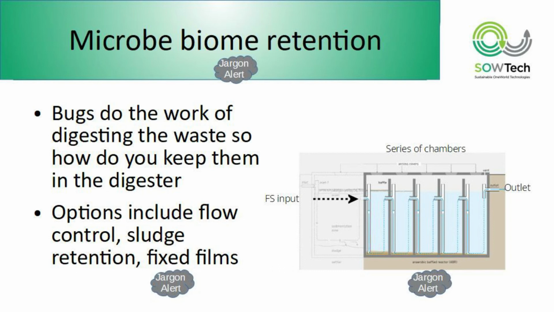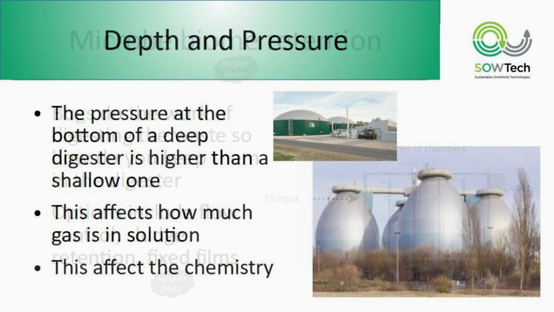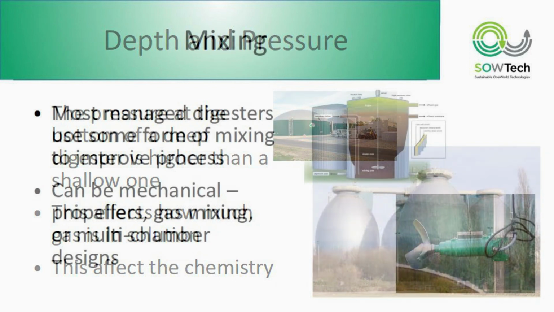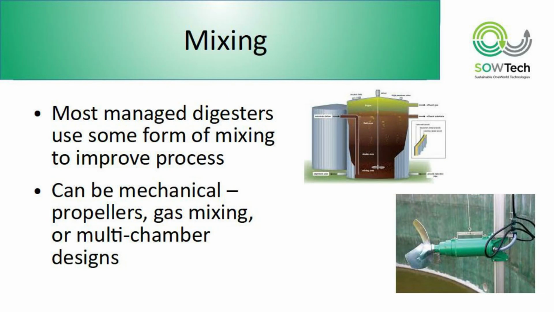The pressure at the bottom of a deep digester is higher than that of a shallow one. This affects how much gas is in solution and therefore the chemistry of the process. Think of opening a bottle of beer. The dissolved gas helps the digestion process. Most managed digesters use some form of mixing to improve the process. These can be mechanical, like a propeller, gas mixing, or a multi-chambered design. In the West, all AD plants have sludge mixing to improve the process.